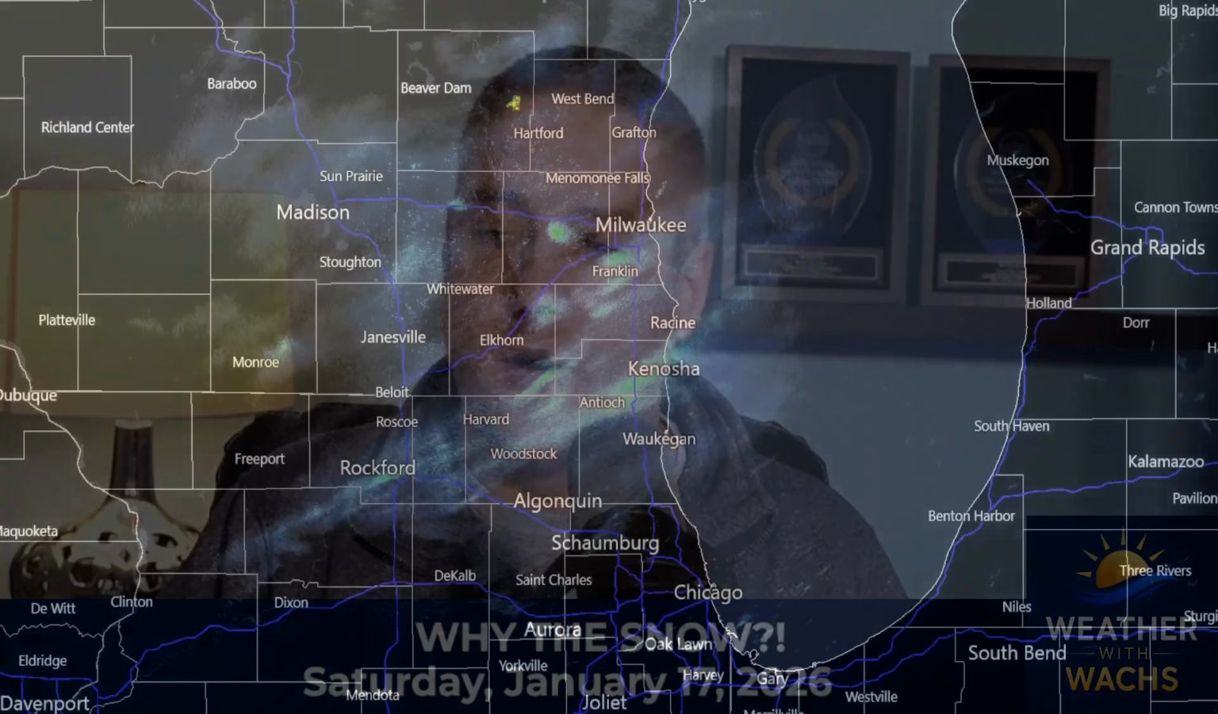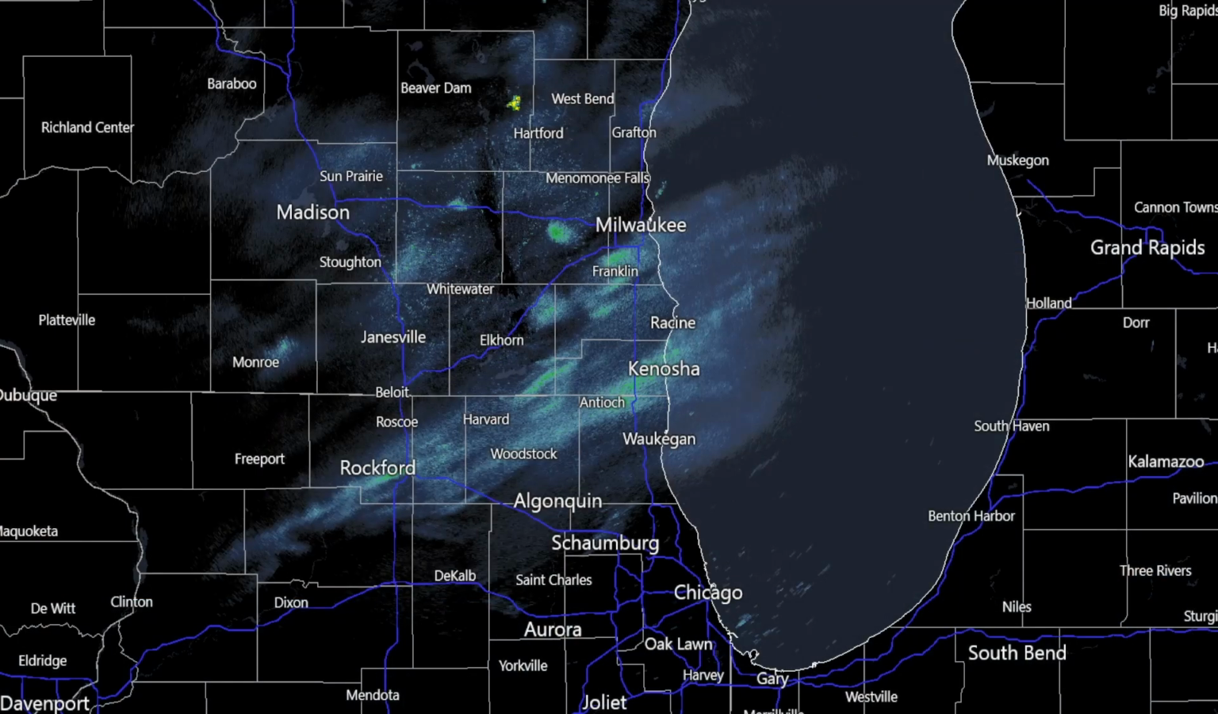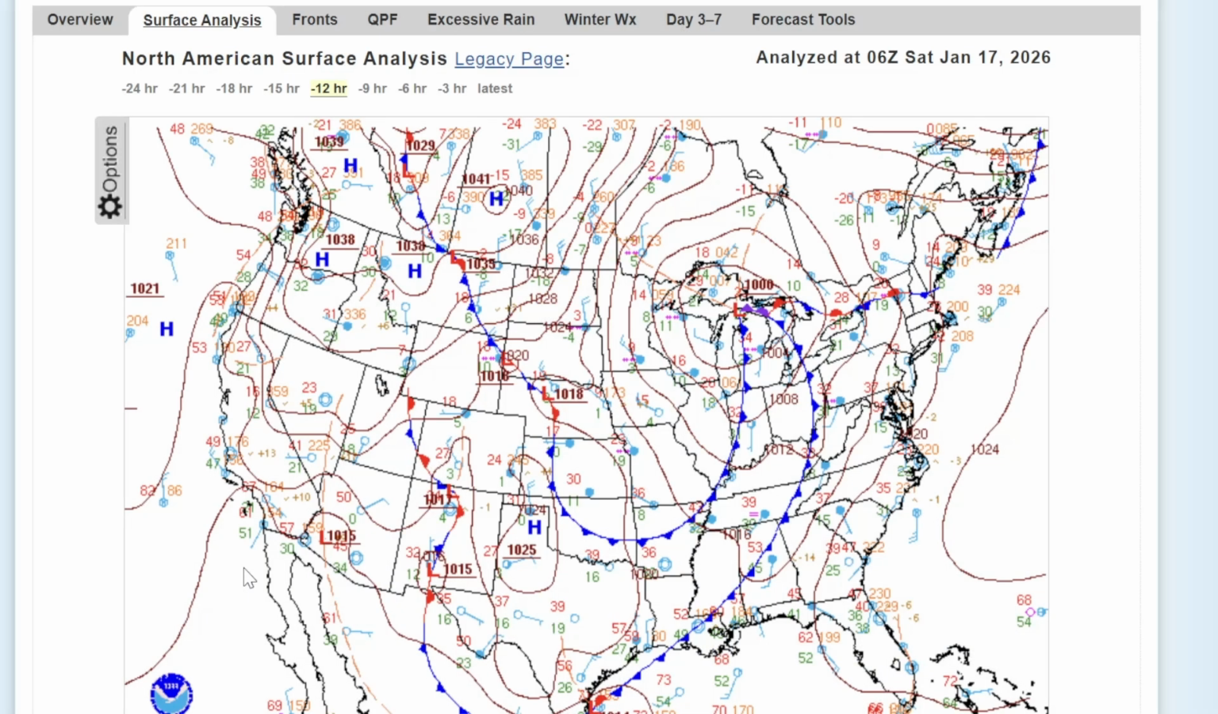And I'll show you the radar here, just showing that as I'm recording this, you can see that we still have snow in the area here this afternoon. Pretty narrow bands of snow out of this. And the reason why actually has to do with what's going on a little bit above us.